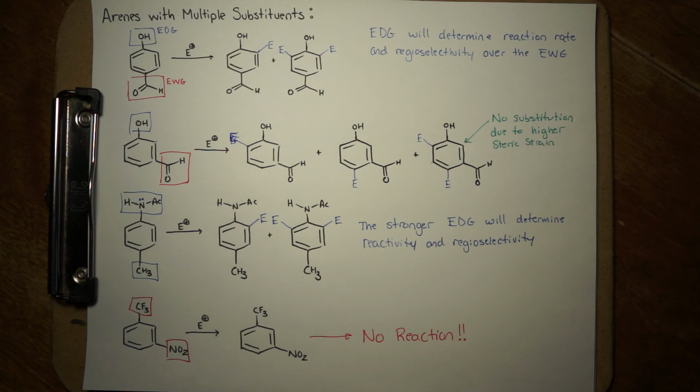So this finishes off the chapter on electrophilic aromatic substitution. In the next chapter, we're going to be looking at how we can add nucleophiles to benzene rings to also affect substitution.